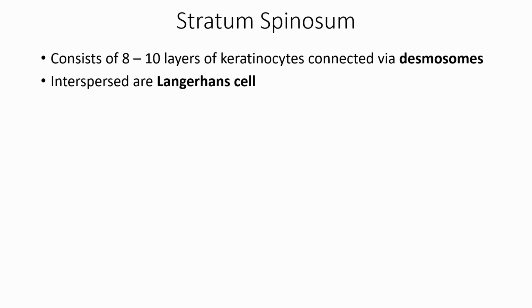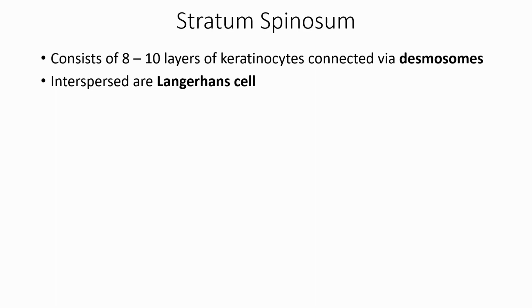Alright, so then we get to the stratum spinosum just above that, and we're seeing a larger layer here where we're looking at 8 to 10 layers of cells. We're looking at skin cells, keratinocytes. They're connected by those desmosomes, which, if you remember from before, is one of those anchoring junctions that connects cells to cells, right? And then kind of hanging out in the stratum spinosum as well, we have Langerhans cells.